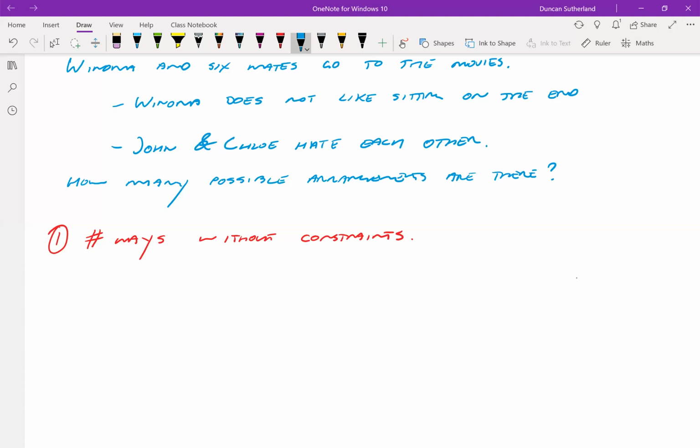All right, so there's 7 ways to choose our person in seat 1. That leaves 6 ways to choose our person in seat 2, right? So these things are going to get multiplied together. 5 times 4 times 3 times 2. There's only one way to choose the last person. There's 7 factorial, or 5,040 different ways to choose the arrangement of 7 people into 7 seats without any constraints.